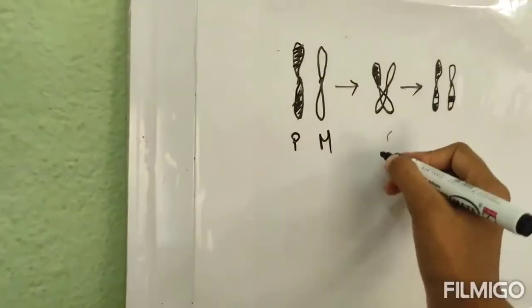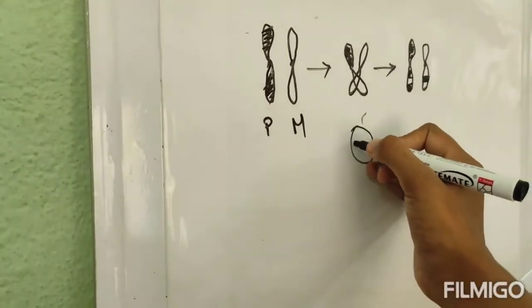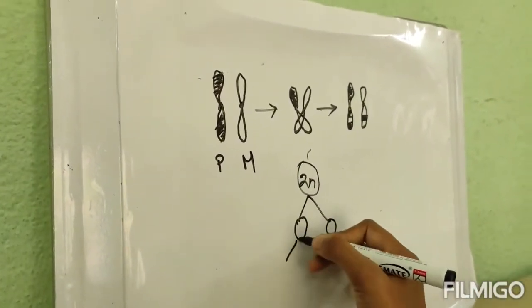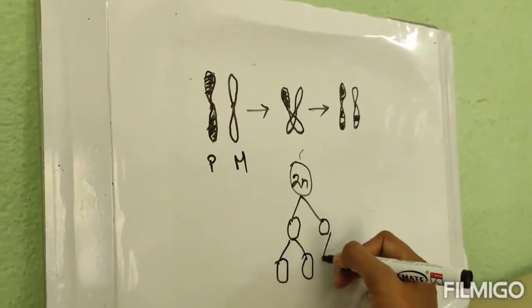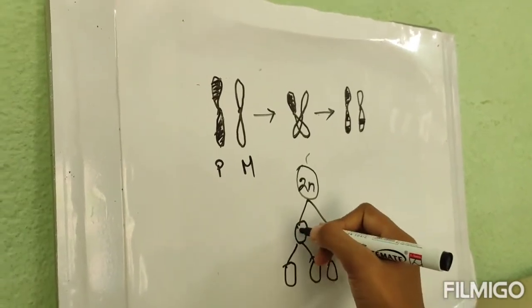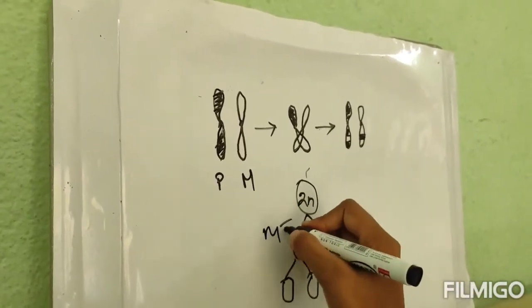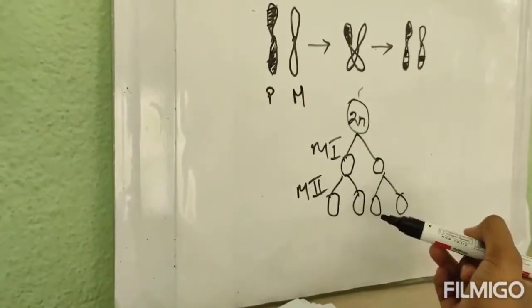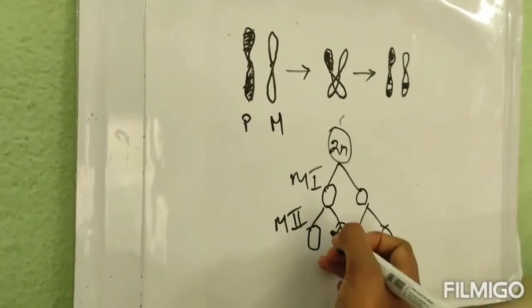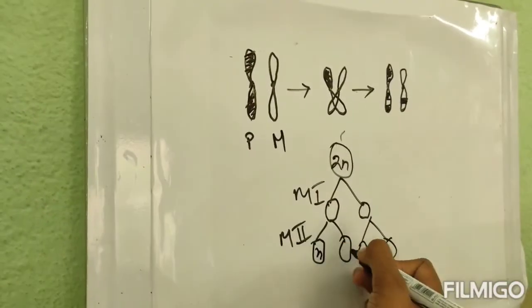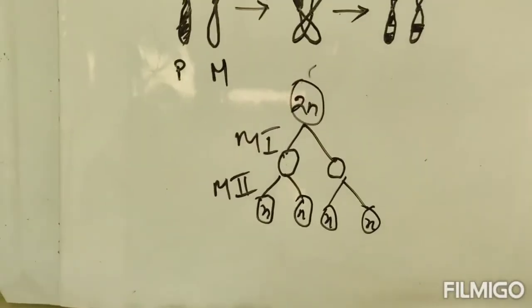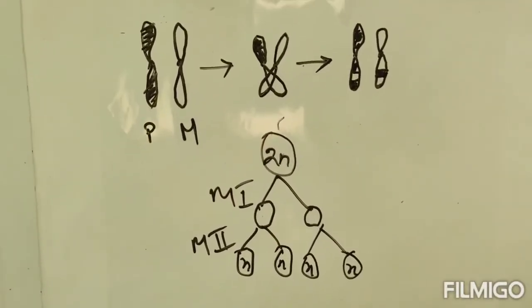Next, number 2. Why meiosis is called reductional division? Because during cell division, the mother cell 2n divides meiotically into 4 daughter cells. This is meiosis 1 and this is meiosis 2. After these 2 consecutive divisions, this diploid mother cell gets divided into 4 daughter cells which are haploid in number. As the chromosome number has been decreased, that is why it is called reductional division.